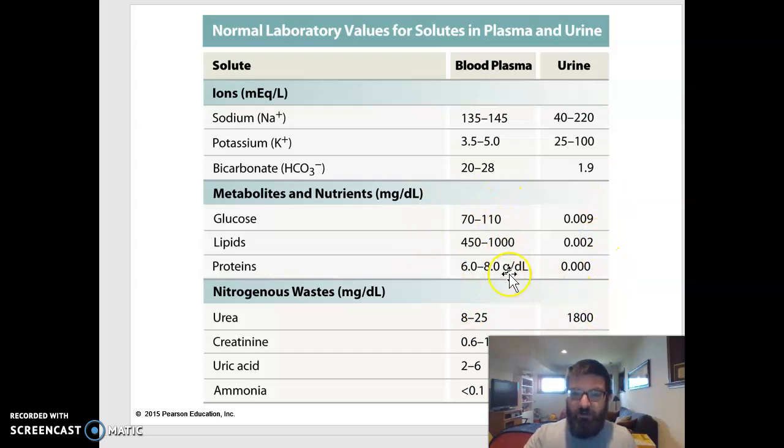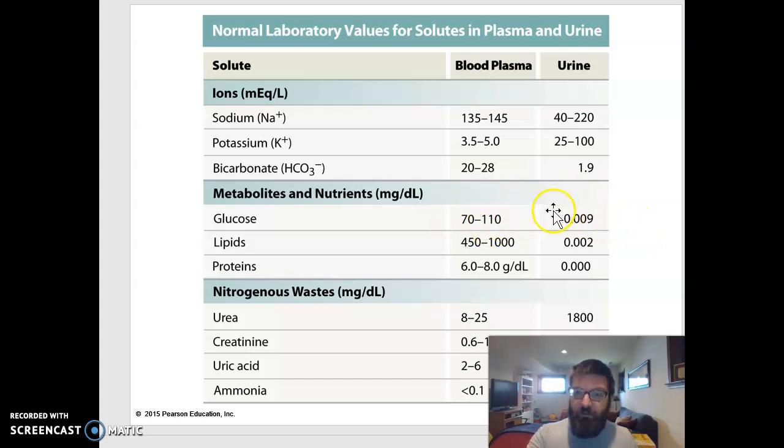That's because this is stuff that we want to keep. Right? And for some of these things, like lipids and proteins, well, they're too big to get filtered out in the glomerulus, and so they just stay in the bloodstream. But glucose is small, and it gets filtered through the glomerulus and into the filtrate, and we have to actively pump it back in order to keep it in our bloodstream.